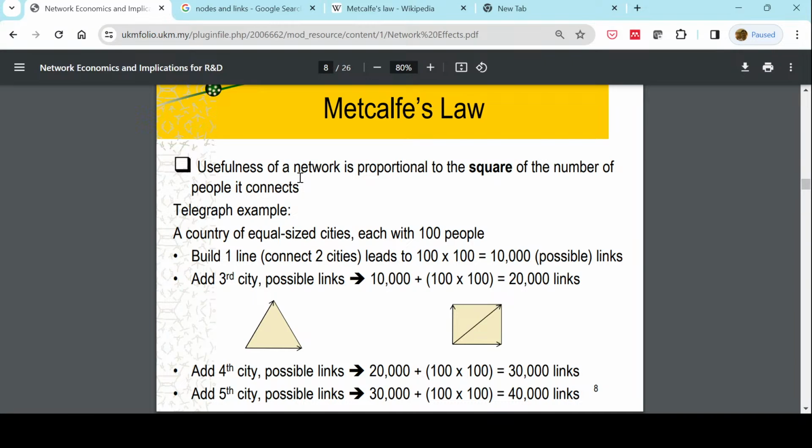So suppose there are two cities of equal size, 100 people each. City A, city B. A has 100 people, B has 100 people. So how many possible connections can we have? It's 100 times 100. So this is Metcalfe's law.